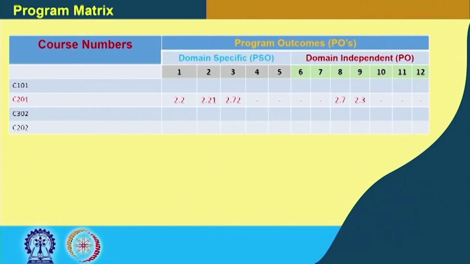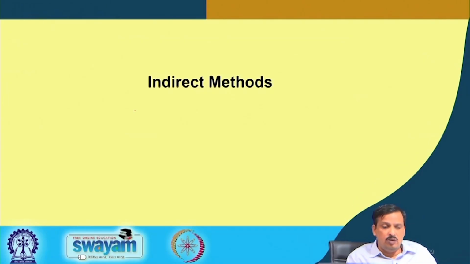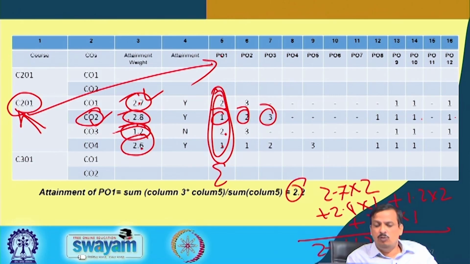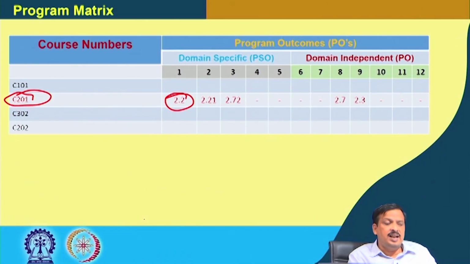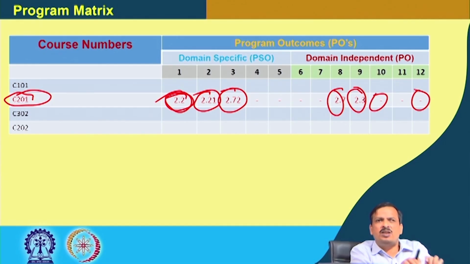So, I can say that the contribution of CO2 towards PO1 attainment is 2.2. If you do this mathematics, it will come to 2.2. Okay. So, I can say for this course, attainment of PO1 2.2, attainment of PO2 2.21, attainment of PO3 2.72, and attainment of PO8, PO9, PO12 I can calculate, PO10 I can calculate. So, course number, attainment level.